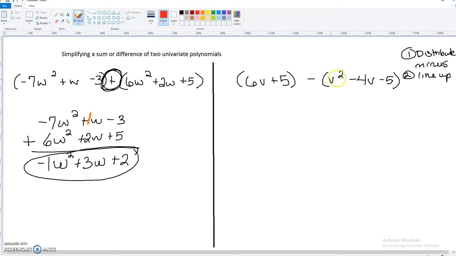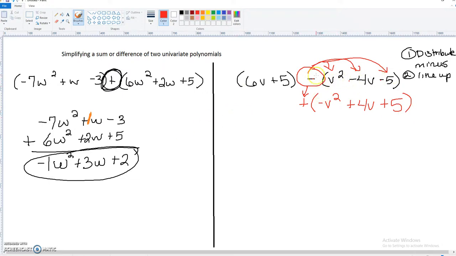Now, when things become a little bit more difficult is when we've got that negative sign in between, or we're subtracting them. So what we've got to do, and I've included the steps here, is distribute this negative sign to each item inside the parentheses. So negative times v squared ends up being negative v squared. And now this is becoming positive because I'm distributing it. And then negative times a negative becomes a positive 4v. And negative times a negative is a positive 5.